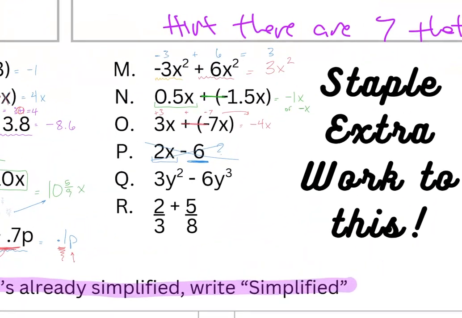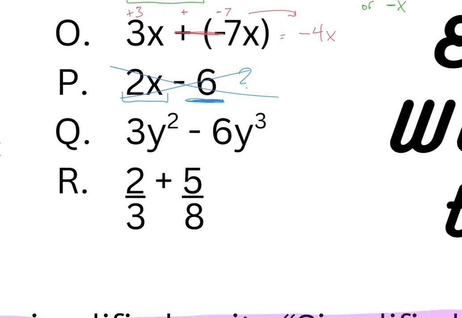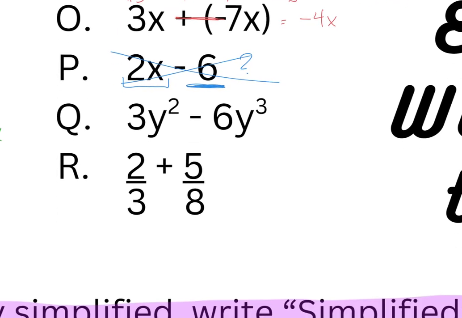And let's go to Q. Q, 3y squared minus 6y cubed. This is like 3 pallets, and I'm trying to remove 6 shipping containers' worth out of that. Can I do that? No, I don't even think I can do that because they're not the same thing. I cannot remove a shipping container out of this.